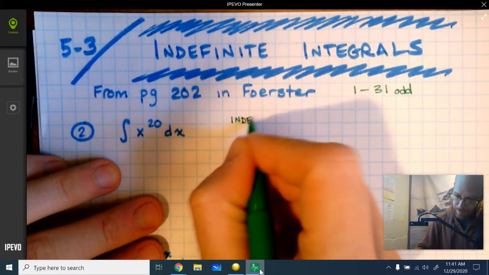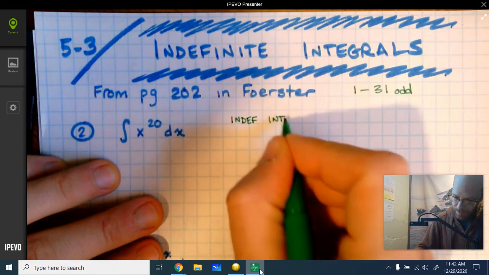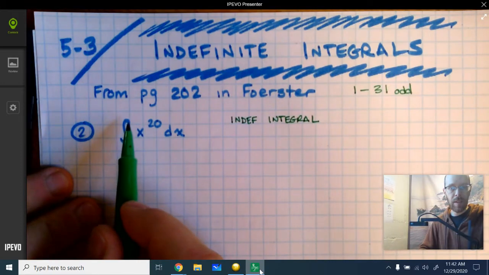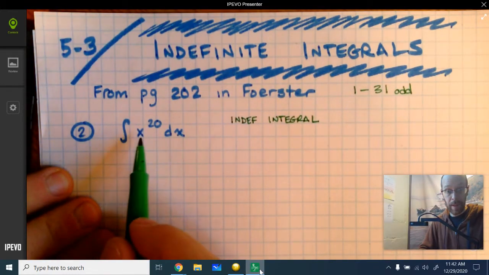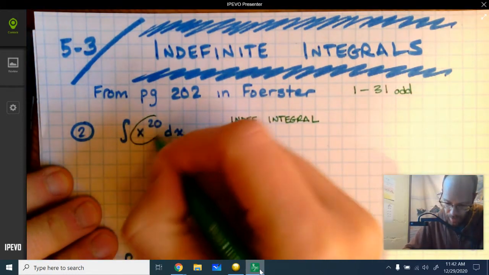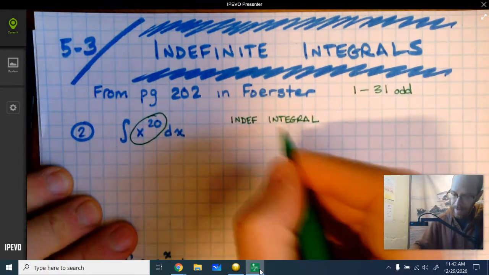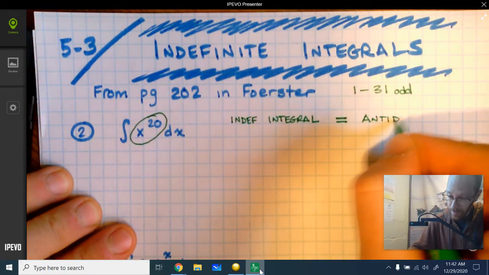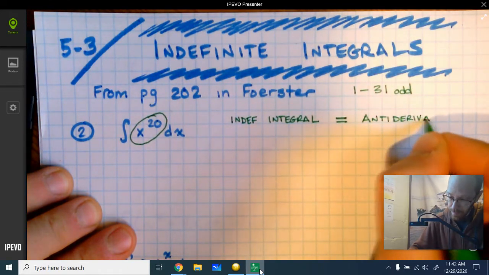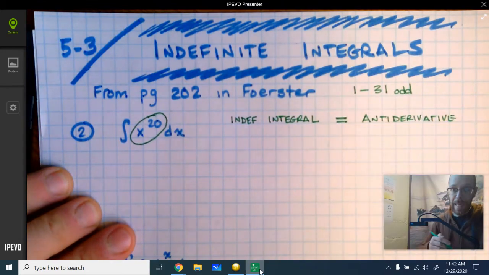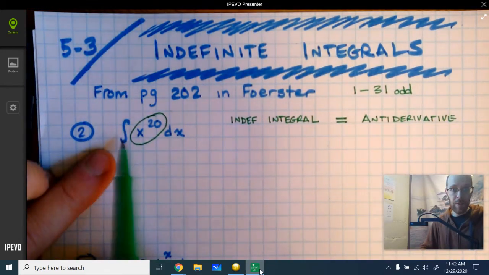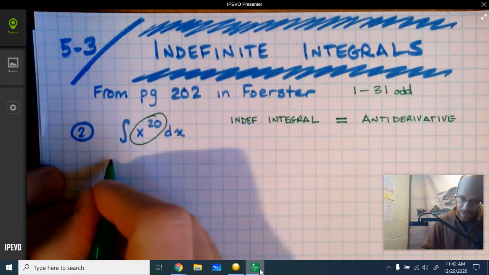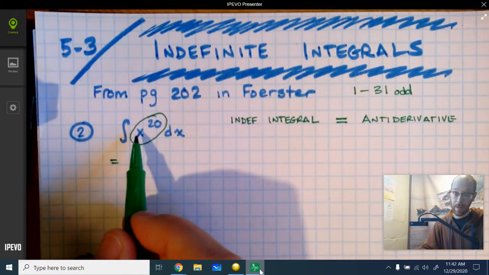Indefinite integrals, which will look like this. You'll see the little summation symbol, and then you'll see a function right here, and then you'll see a dx. An indefinite integral is the same thing as an antiderivative. What that means is that the summation symbol and the dx, you don't do anything with them. They're just a message that is telling you to take the antiderivative of this function.